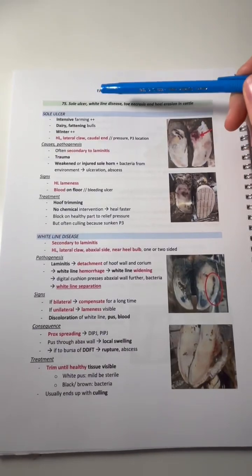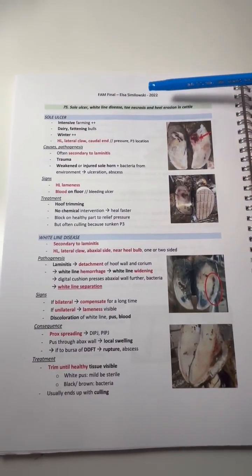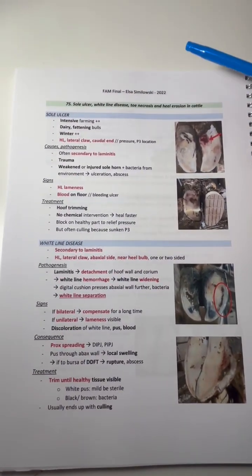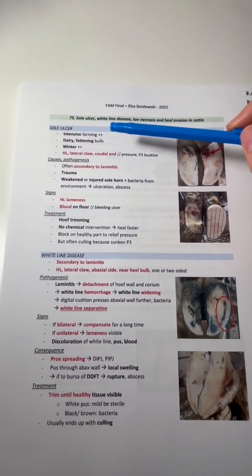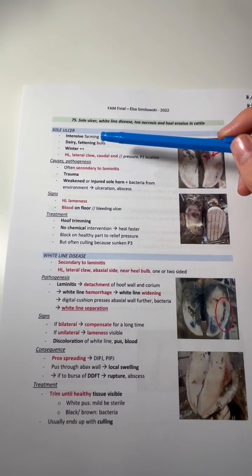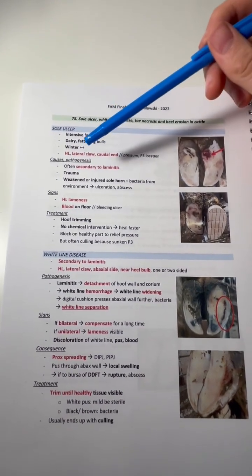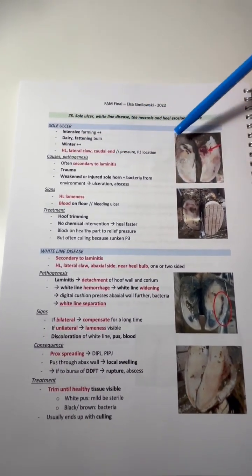Sole ulcer and white line disease, toe necrosis, and heel erosion in cattle. So, for sole ulcers, they happen in intensive farming, especially in dairy and fattening bulls, and especially in the winter. The most affected part is the hind limb and the lateral claw, especially at the caudal end.